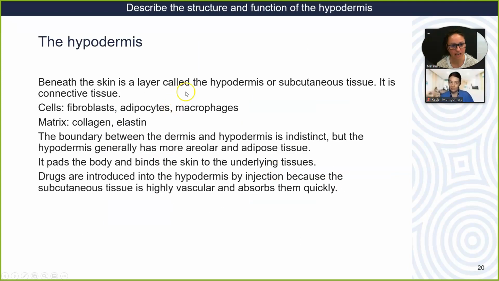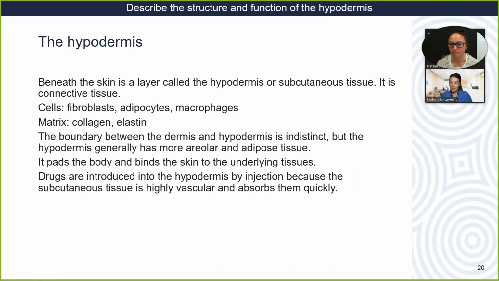Let's see what lives there. It's connective tissue, which means cells in a matrix. Same kind of cell profile, same kind of stuff that sits in there. Now, what's the point of having fatty tissue? It is protection. And Keaton, why are drugs injected into there?